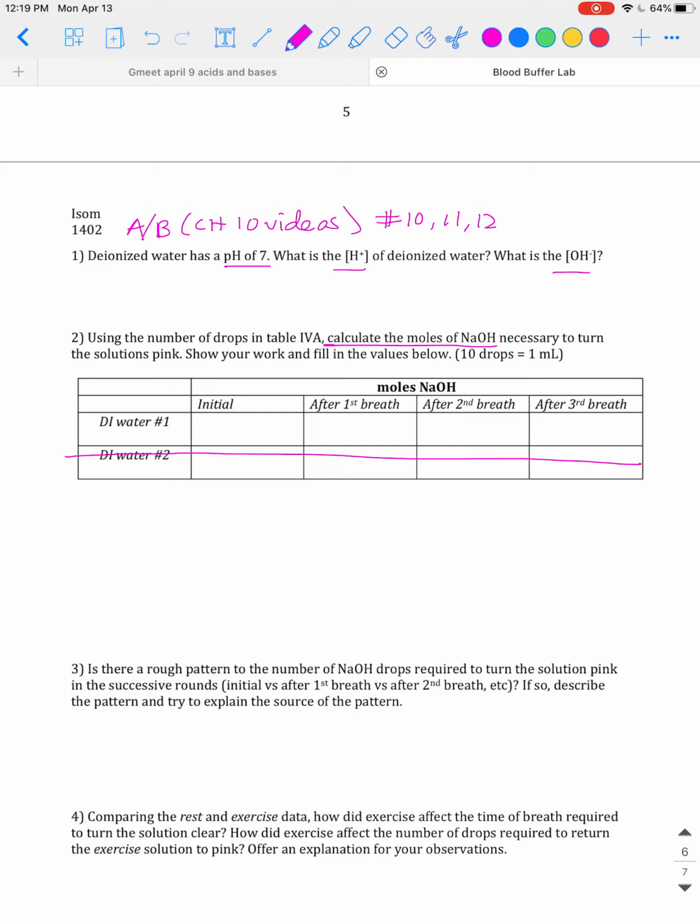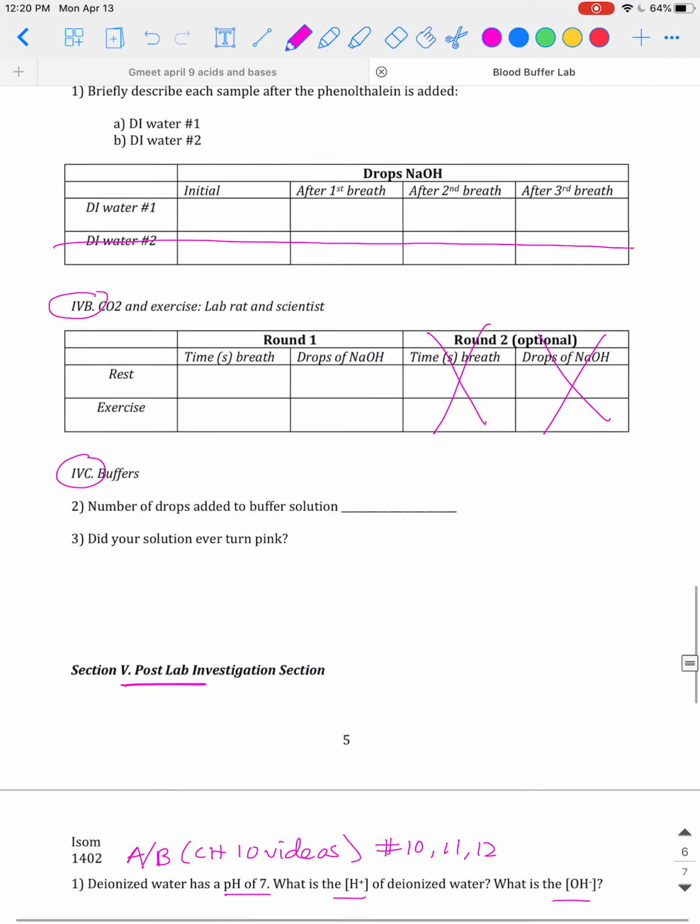What you're going to do is, it says calculate the moles of NaOH necessary to turn the solutions pink. Show all your work and fill in the values. Well, you do not have to do the calculation 4 times. So the first thing I'm going to say is only show calculation 1 time. Okay? So we're trying to calculate moles of NaOH.